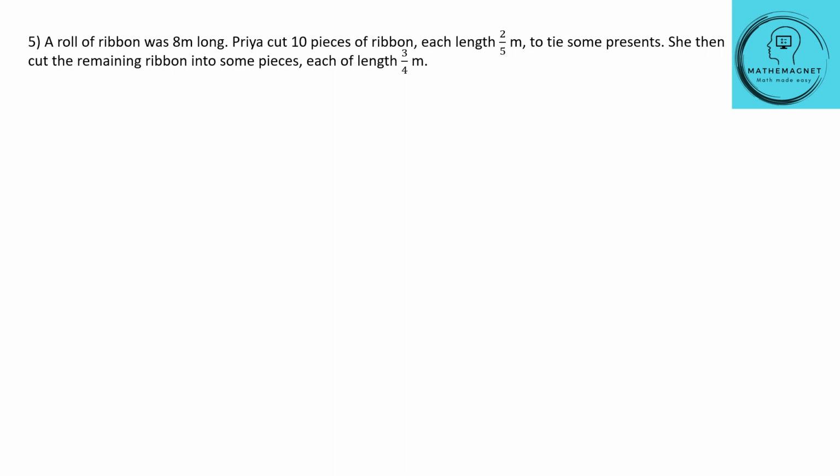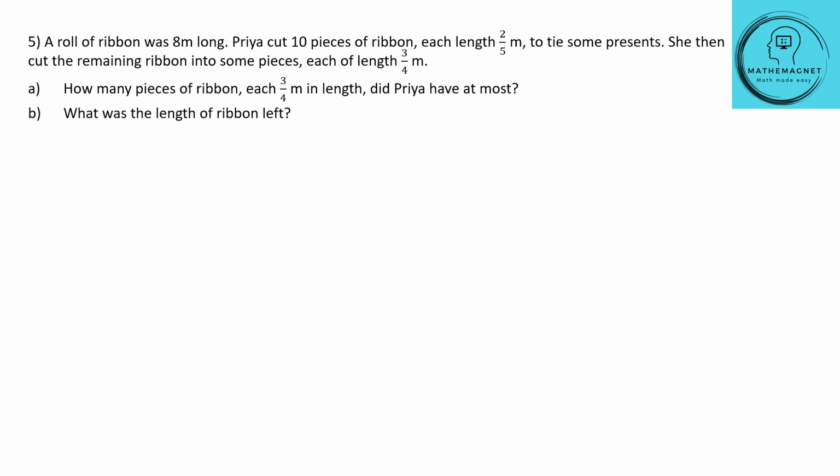Question 5. A roll of ribbon was 8 meters long. Priya cut 10 pieces of ribbon, each of length 2/5 meters, to tie some presents. She then cut the remaining ribbon into some pieces, each of length 3/4 meters. Now question A is, how many pieces of ribbon each 3/4 meters in length did Priya have at most, and what was the length of ribbon left?